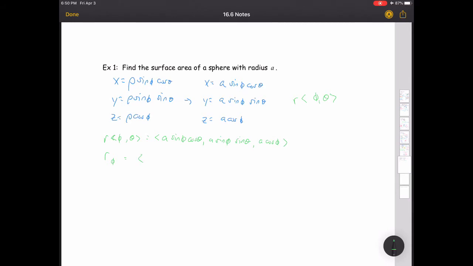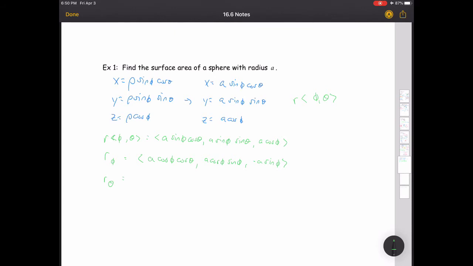Well, the first one, sine of phi, the derivative of that is cosine phi, so we're going to get a cosine phi cosine theta. For the second one, the derivative of sine phi is also cosine, so it's going to be a cosine phi sine theta. And then the last one, the derivative of cosine phi is going to be negative sine, so it's negative a sine phi.